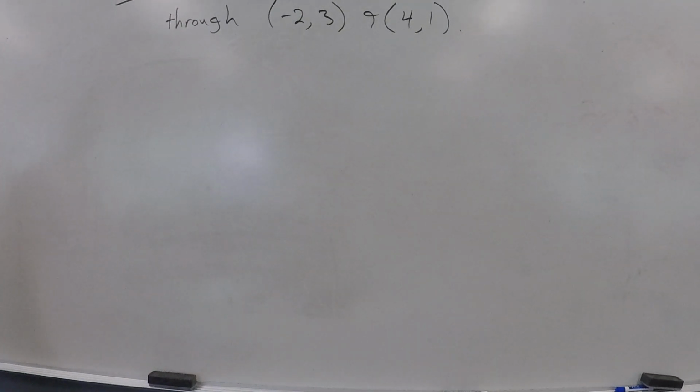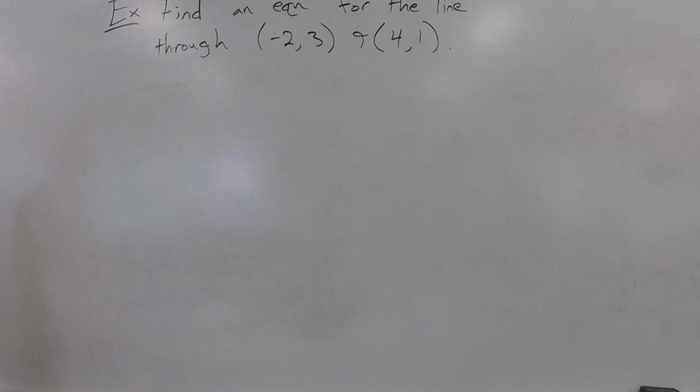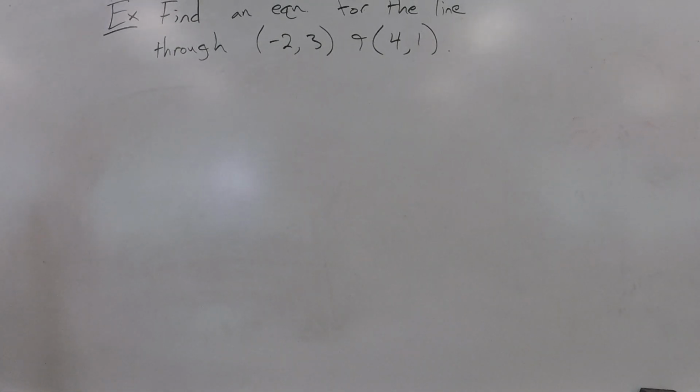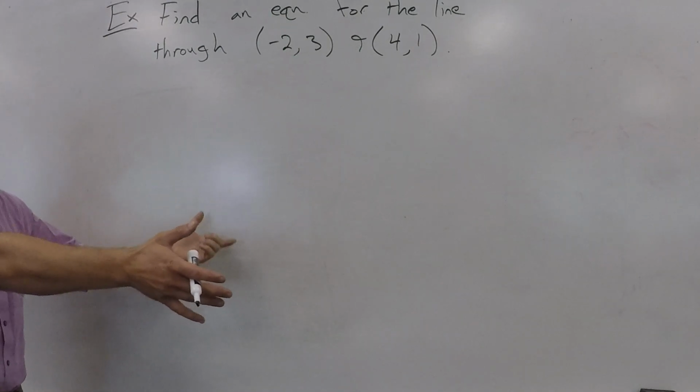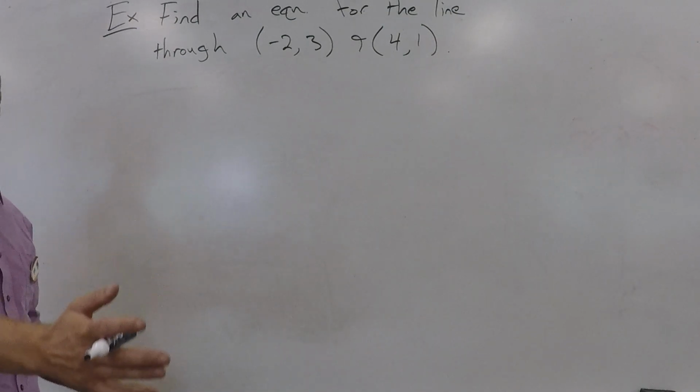Okay, I would like to find an equation for the line through points -2, 3 and 4, 1. Please note I haven't specified which equation type I want you to find. So if you want to find the standard form equation, fine. If you want to find the point slope equation, fine. If you want to find the slope intercept equation, fine. If you want to find a parametric equation, have at it.